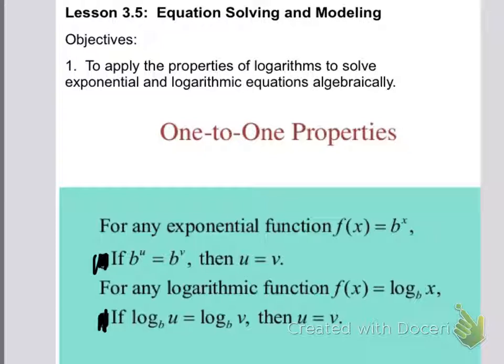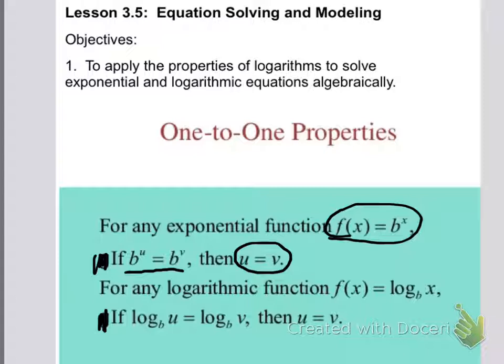Okay, so the one-to-one properties basically mean this. For any exponential function, f of x equals b to the x, if b to the u equals b to the v, then that means that the exponents u and v are equal. The key being that b is the same base. If they're different bases, you can't set the exponents equal to each other. Bases have to be the same.